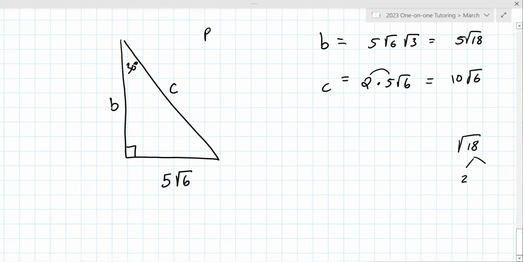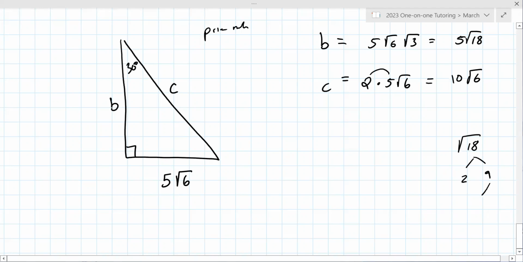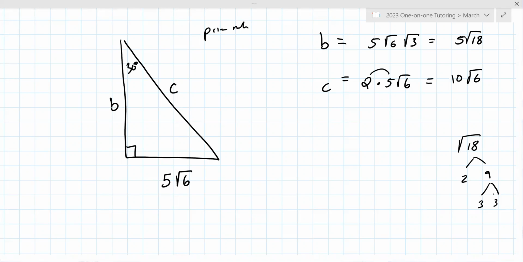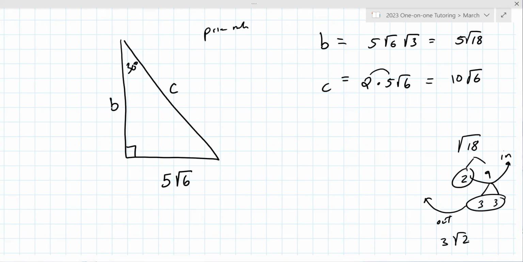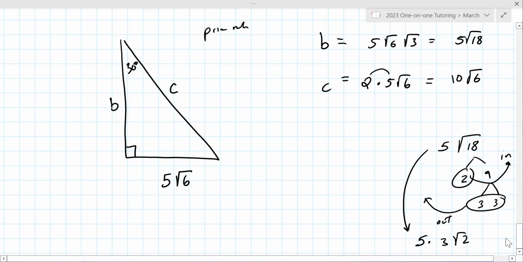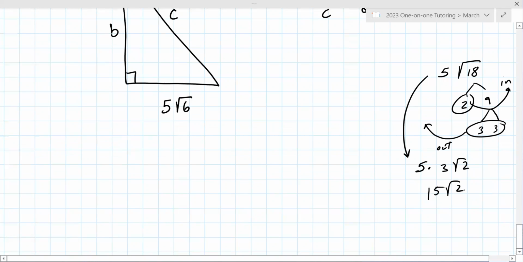You start with 2, so you start with prime numbers. So 2 times 9 gets you back to 18. 2 does not work with 9, so you go 3 and 3, and you look for pairs. So then would I write just 3 times 3 within a square root? So the pair comes out, but the 2 stays in. So it's 3 square root 2. So what does the 5 just disappear? No, it comes along. You're going to multiply 5 here on the outside. So then that would be 15 square root 2. Yes.